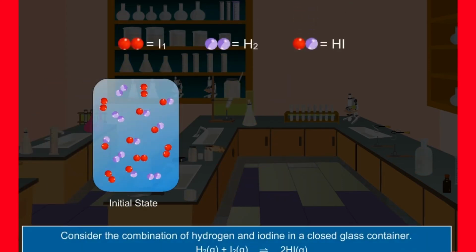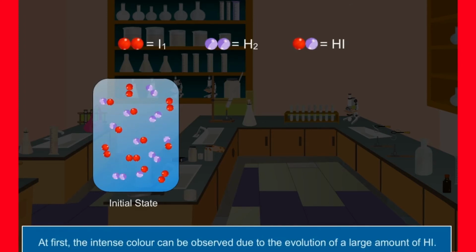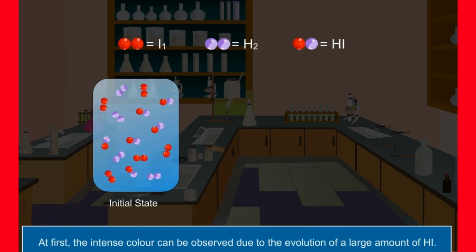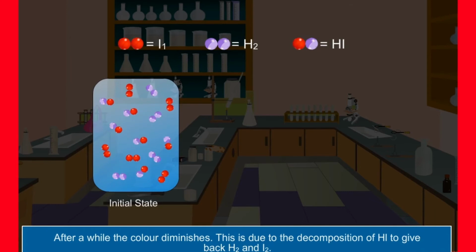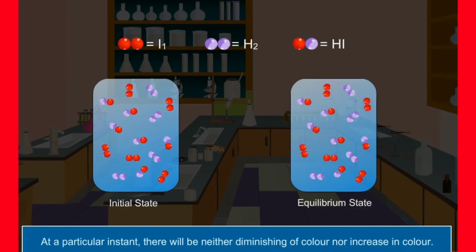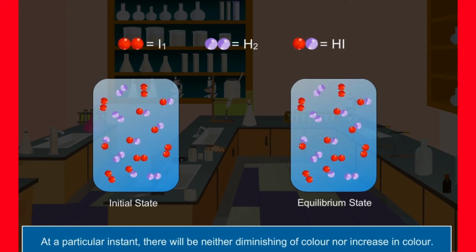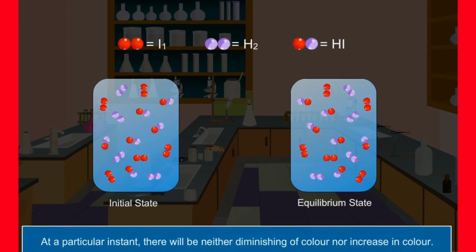Let us consider the combination of hydrogen and iodine in a closed glass container. At first, the intense color can be observed due to the evolution of a large amount of HI. After a while, the color diminishes. This is due to the decomposition of HI to give back H2 and I2. At a particular instant, there will be neither diminishing of color nor increase in color.